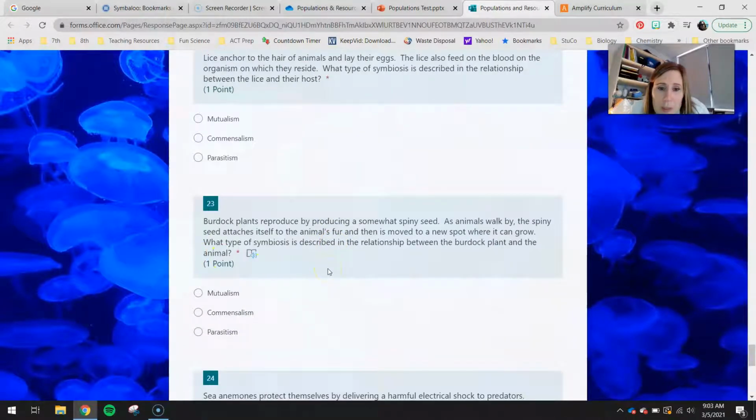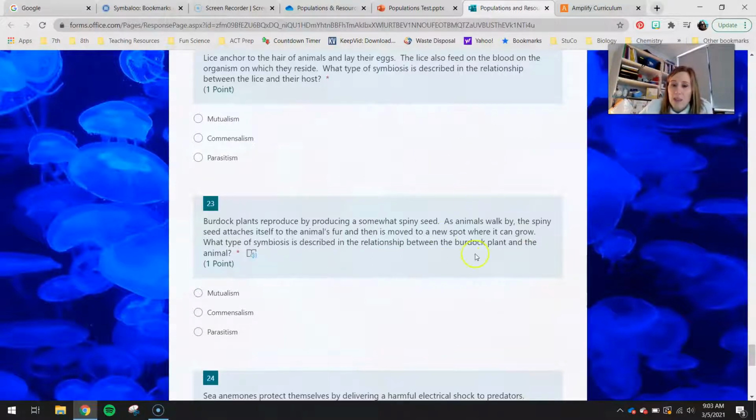Burdock plants reproduce by producing a somewhat spiny seed. As animals walk by, the spiny seed attaches itself to the animal's fur and then is moved to a new spot where it can grow. What type of symbiosis is described in the relationship between the burdock plant and the animal?